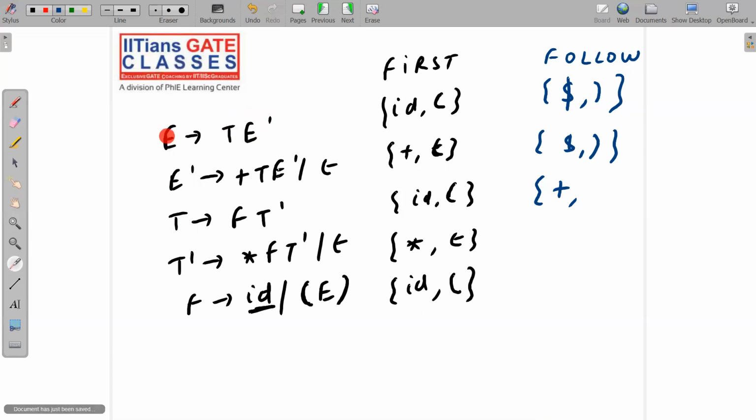So follow of T will be follow of E. So you have to copy paste it, follow of E. That is nothing but dollar and closing bracket. Okay. Yes. Anything else? Follow anything extra?